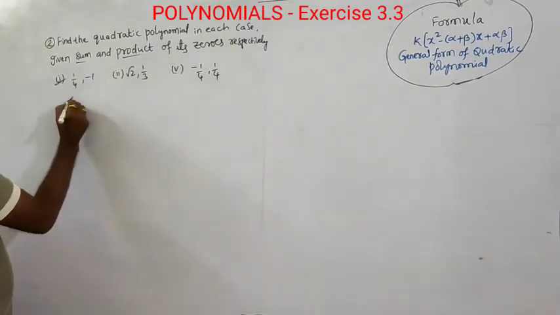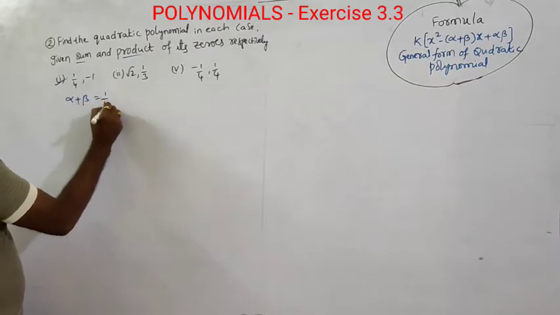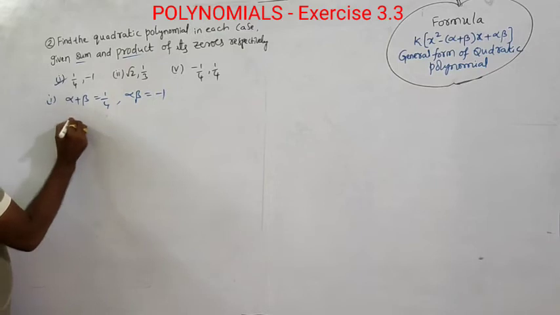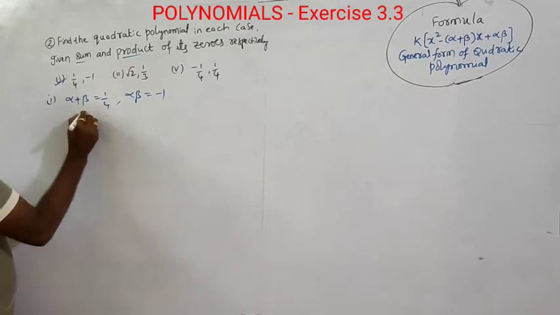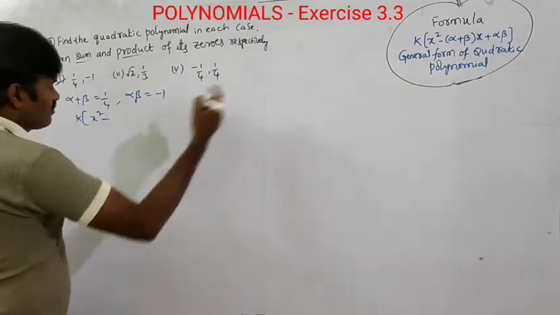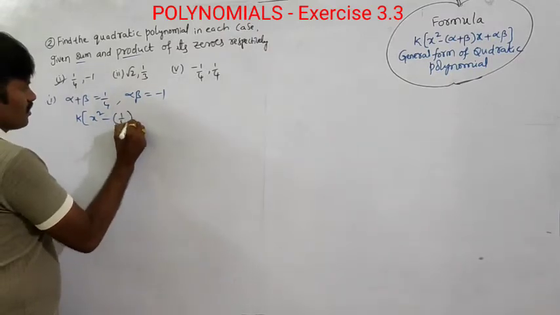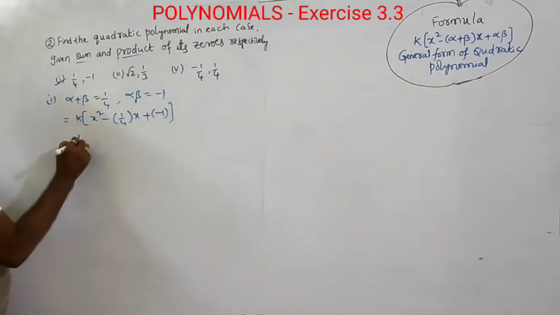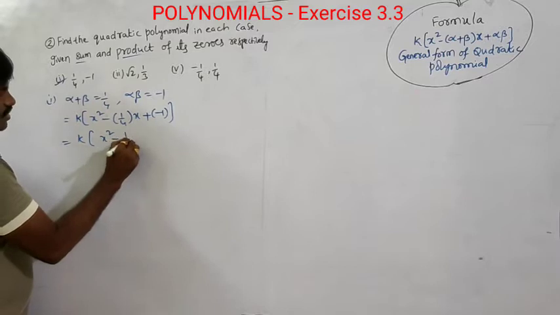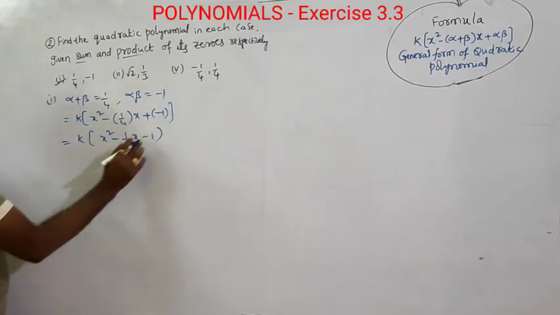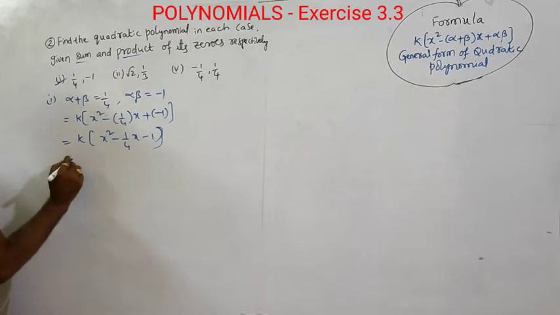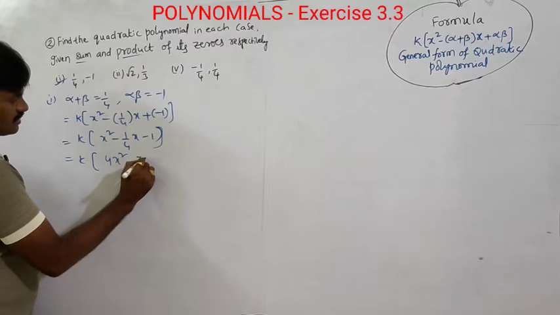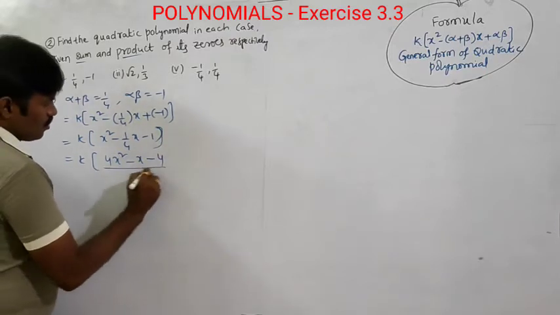What is given here? Sum of the zeros is 1 by 4 and product of the zeros is minus 1. So what will be the required polynomial? K of x square minus, substituting in the formula, alpha plus beta value 1 by 4 into x plus alpha beta value minus 1, and simplify. x square minus 1 by 4 x minus 1. If you take LCM as 4, we get (4x square minus x minus 4) whole by 4.